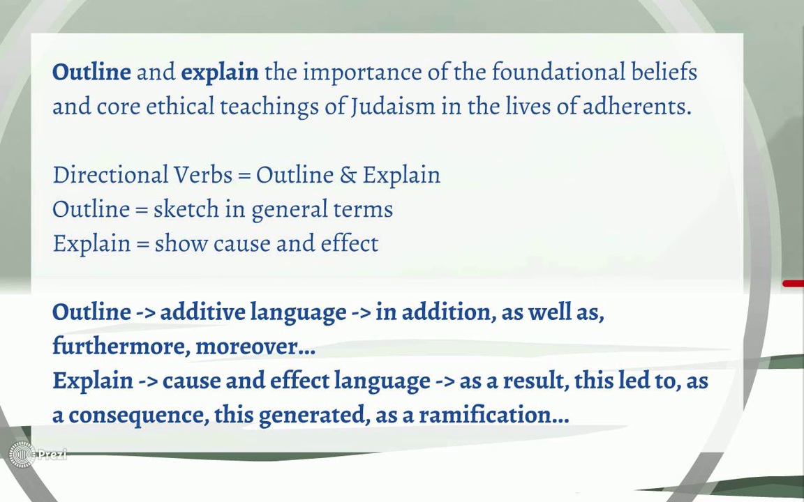And if we go further to the bottom here in bold, when we're addressing outline, we should be showing additive language, such as in addition, as well as, furthermore, moreover. On the other hand, when we look at explain, we're showing cause and effect language, such as as a result, this led to, as a consequence, this generated, as a ramification. And to really show in your response that you are answering the question to the directional verbs of outline and explain, you need to be using additive language and cause and effect language.